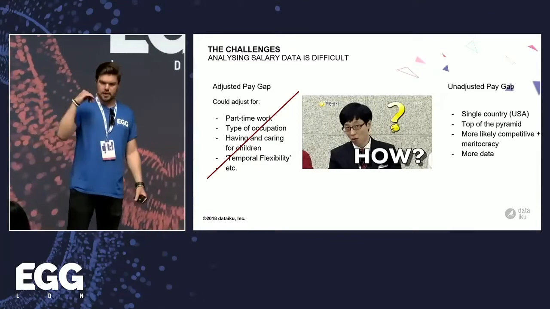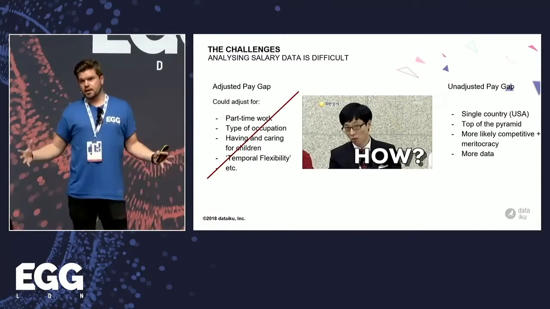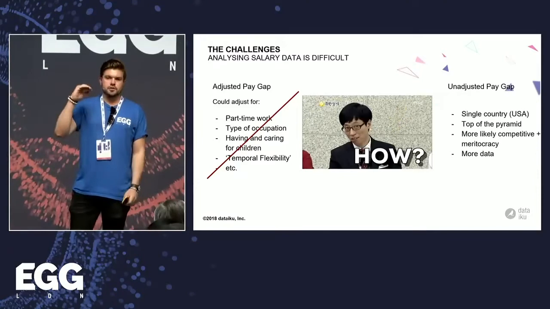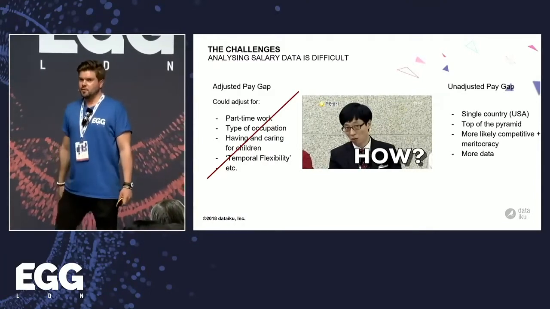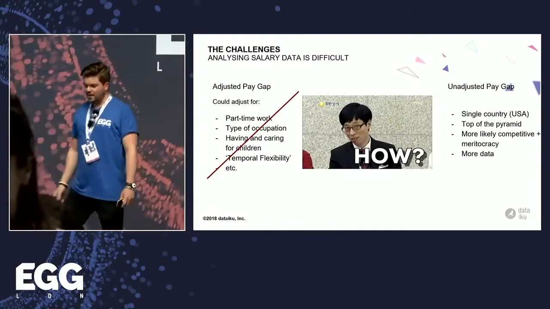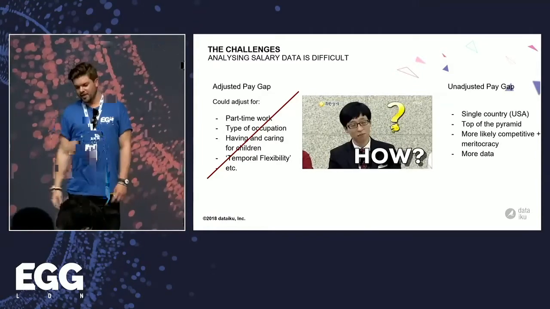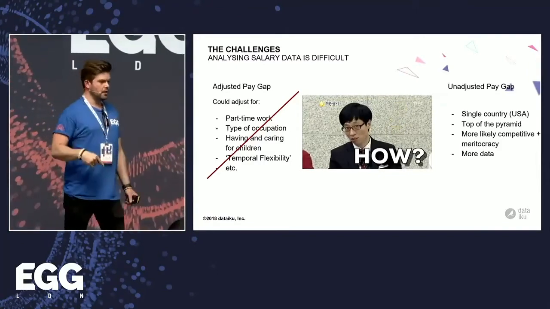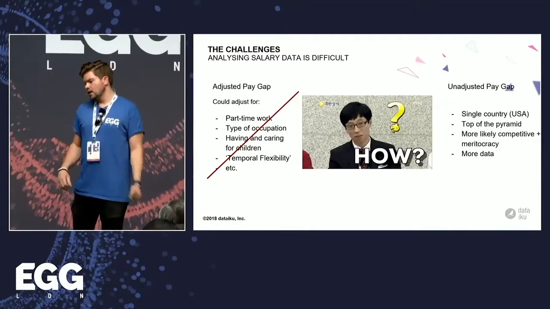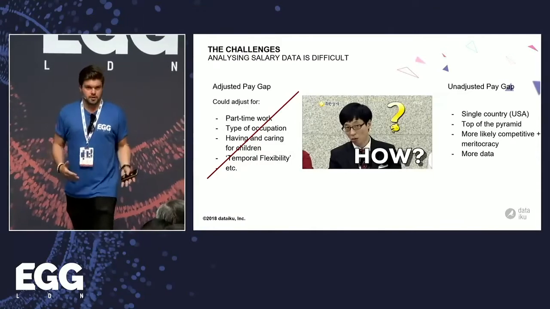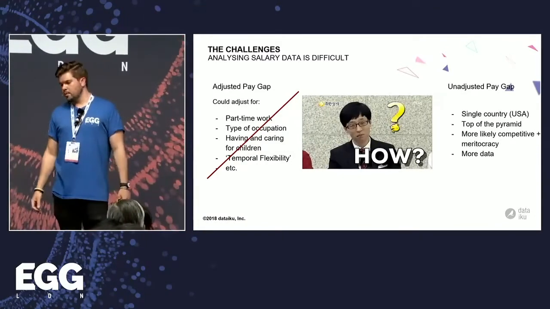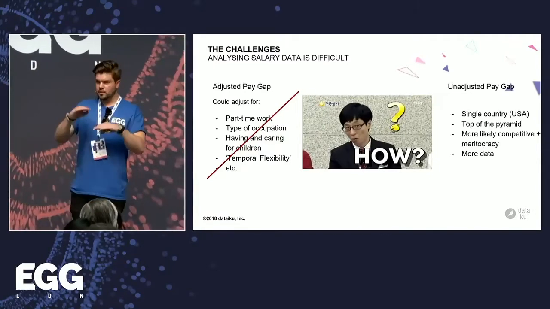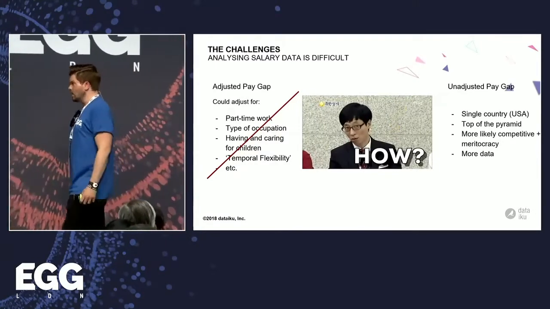So what did we do? We took a single country, the United States. We took the very top of the pyramid. Somebody just walked out. Oh my goodness. Just kidding. At the top of the pyramid, it's more likely to be competitive, we thought, or we hoped, and more likely to be a meritocracy. If you're dealing with stakes that high, we were hoping we would see a little less of an imbalance. But the main reason we did that is that there's quite simply more data.